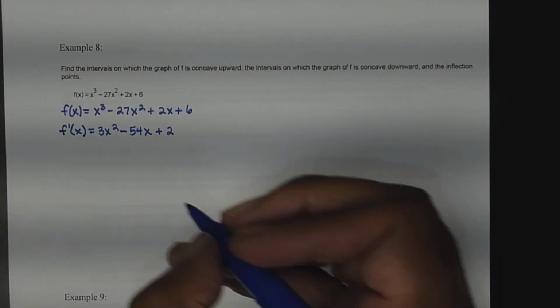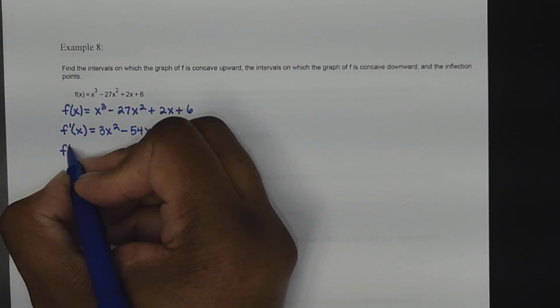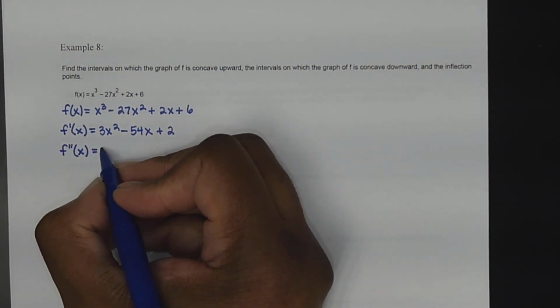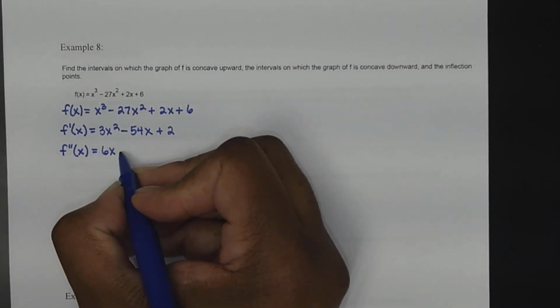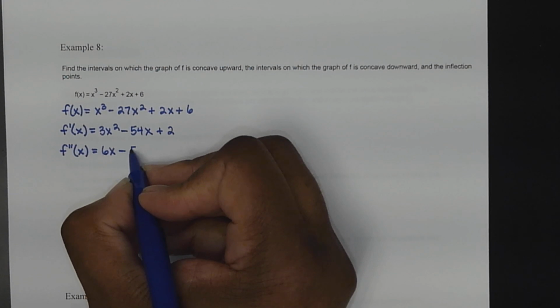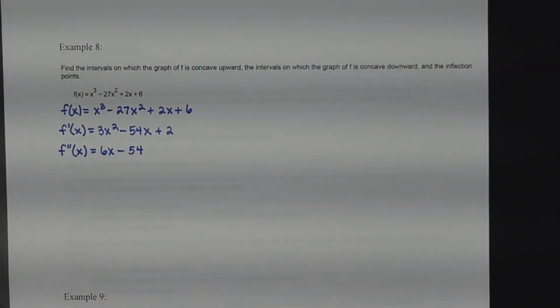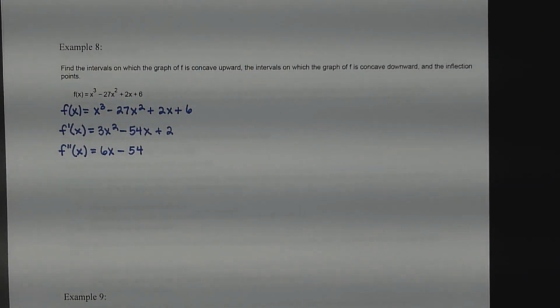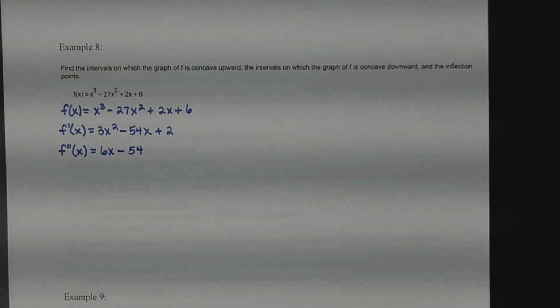Let's take that and find out what f double prime of x is. Bring the 2 down, multiplied by 3, it'll be 6x for the derivative of 3x squared, minus the derivative of 54x will be 54. And the derivative of 2 is 0. So f double prime of x will be 6x minus 54.